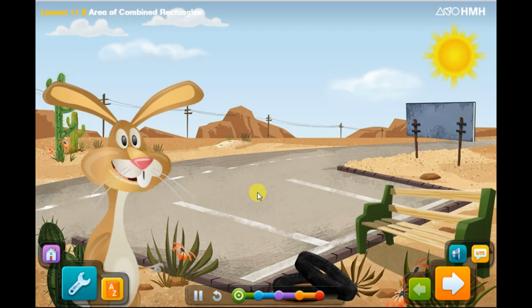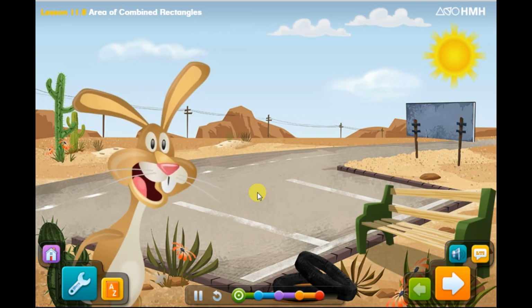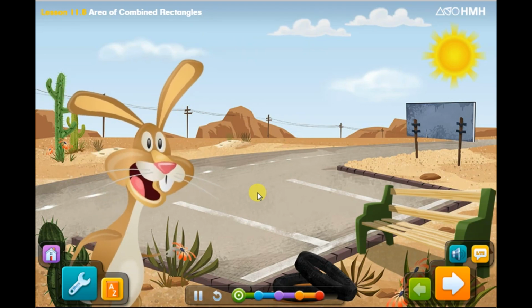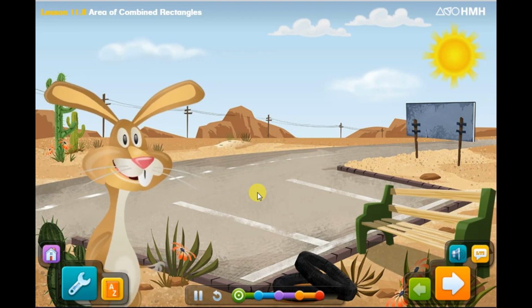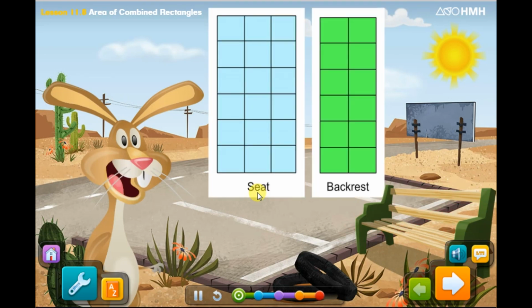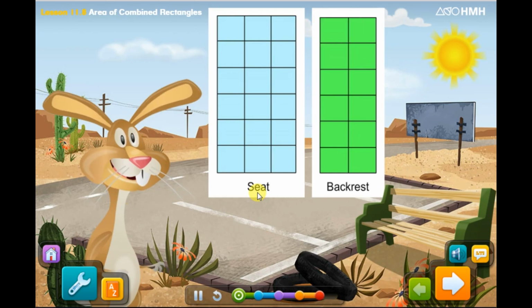Hooray! They're fixing the roadside rest area. Today, that bench is being painted. The workers want to paint the seat and the backrest. They drew a diagram of the bench on grid paper. Each unit square is 1 foot.